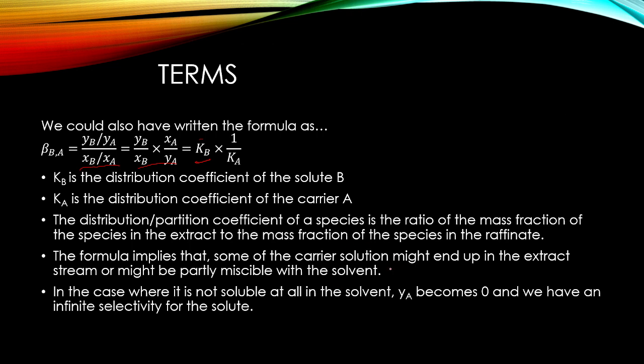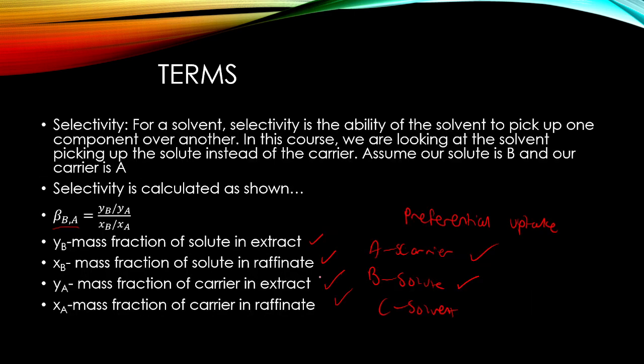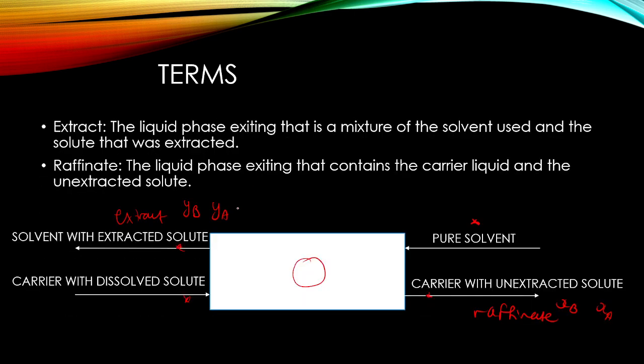Which means that it is partly miscible with the solvent. So that's this point down here. In a case where it is not miscible at all, it means that no carrier is going to come out with the extract stream. So from this diagram, you're not going to have any carrier coming out. So the YA can go to 0. So we won't have YA in there.